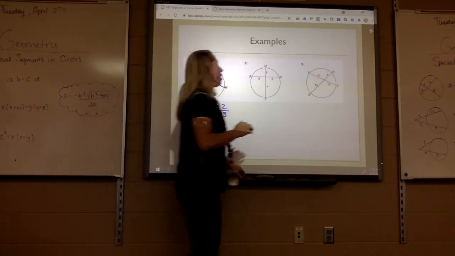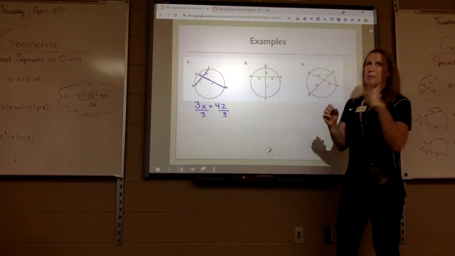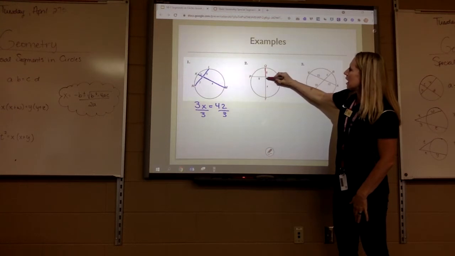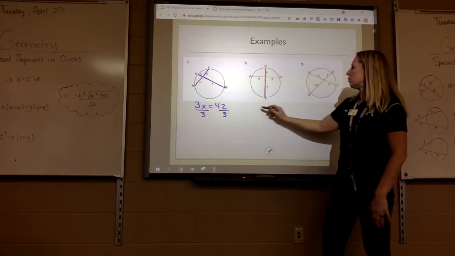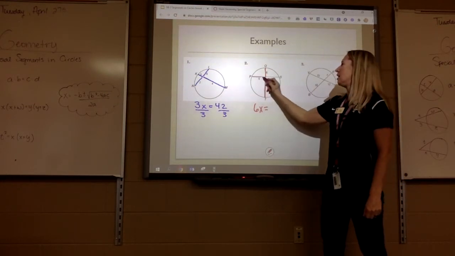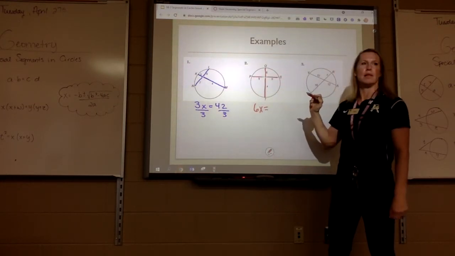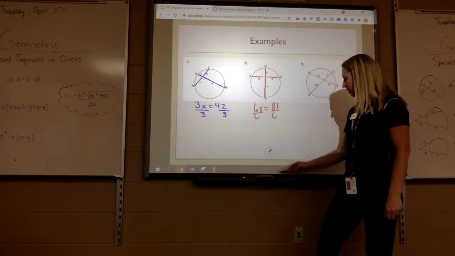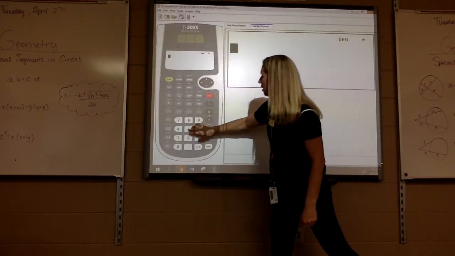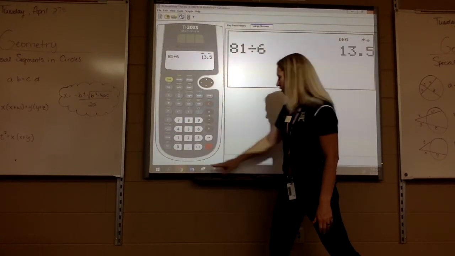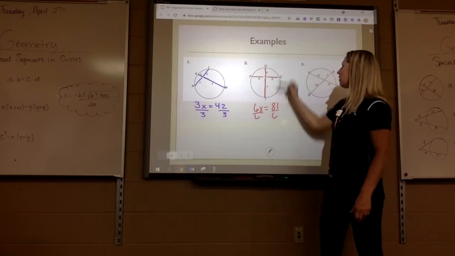So stay along the same chord. Just make sure you stay along the same chord. So it's 6 times x, which would be 6x, and then 9 times 9. What's 9 times 9? 81. And then do 81 divided by 6. Okay, so these aren't too bad. 13.5.